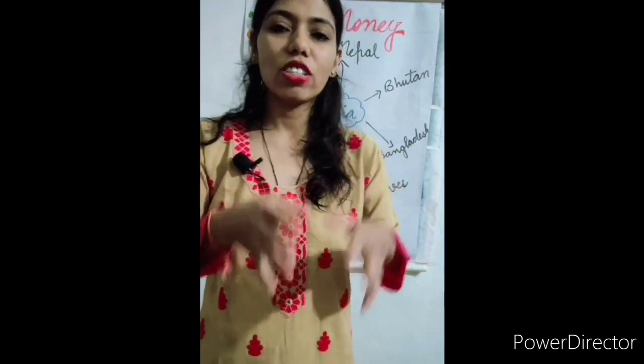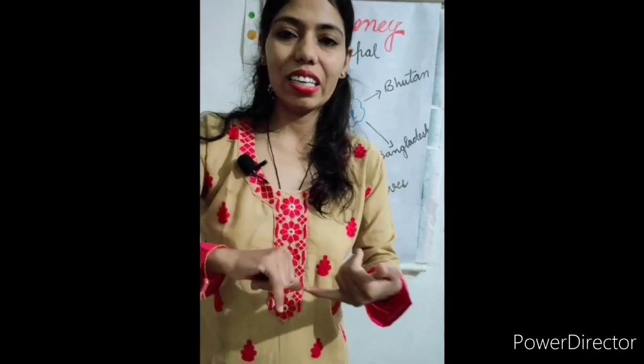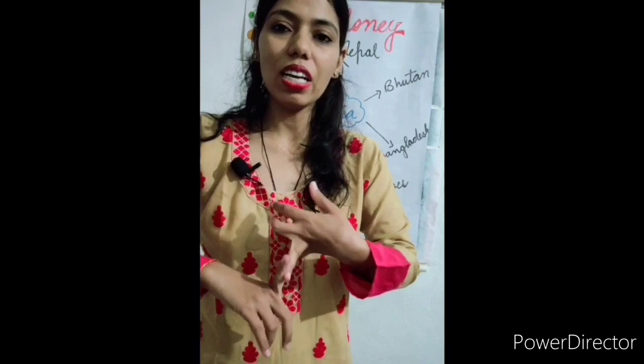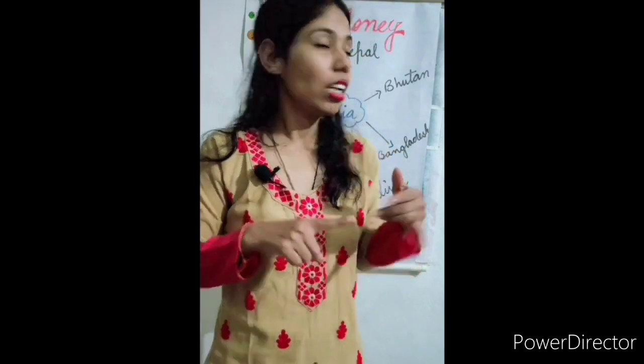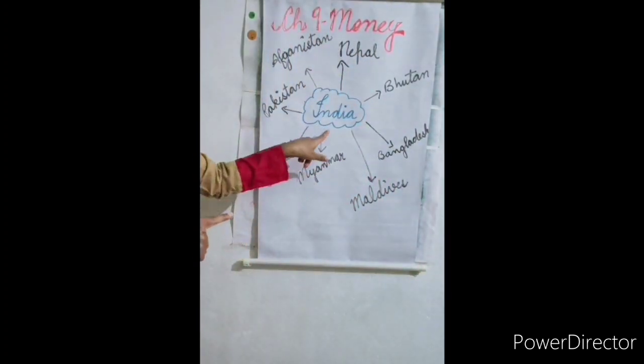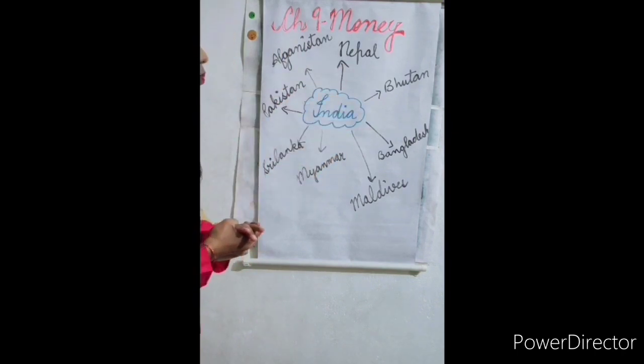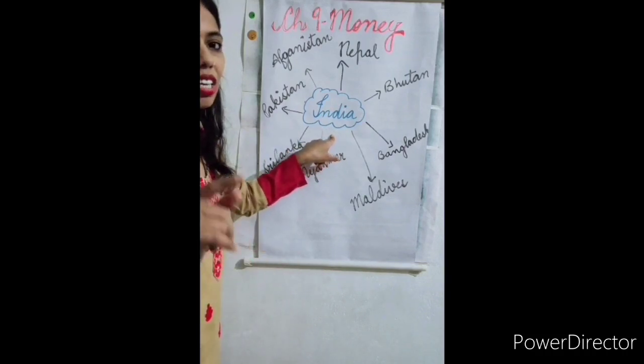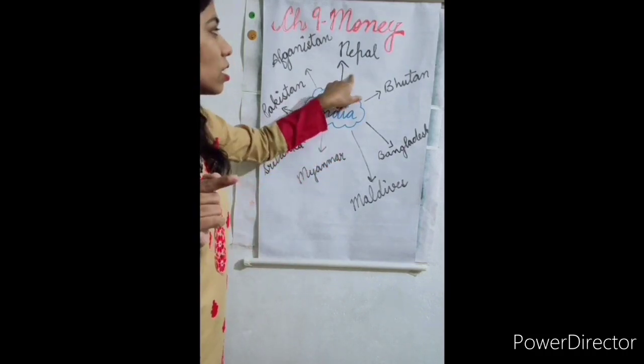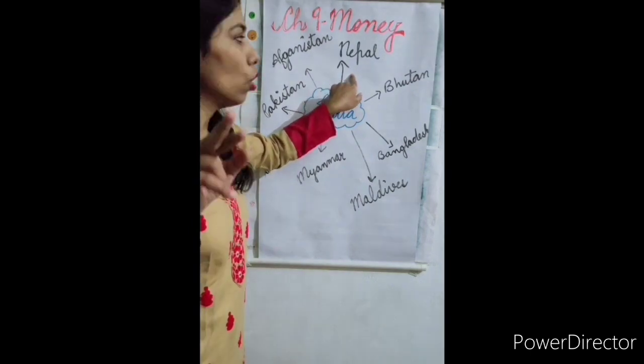So what were all these? These all were money. Yes, these all were money. And actually these were the currency of India, Nepal and Sri Lanka. So the currency of India is known as what? Yes, rupee. The currency of India is known as the Indian rupee. And if you see here, I have written India in the center and these all are the neighboring countries of India. So the currency of India is the Indian rupee and the currency of Nepal is the Nepalese rupee.